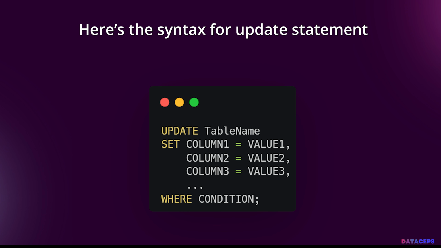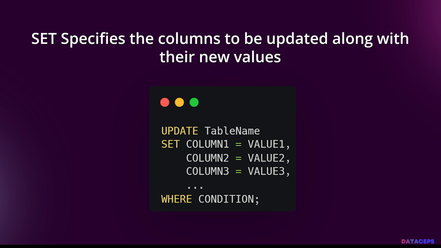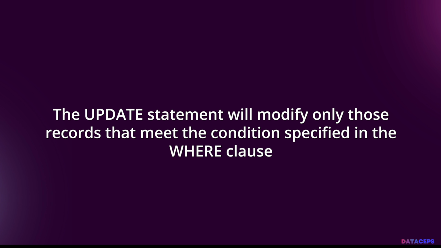Here's the syntax for the update statement. Table name is the name of the table where the data needs to be updated. Set specifies the columns to be updated along with their new values, and the where condition filters the records to be updated based on the specified condition. The update statement will modify only those records that meet the conditions specified in the where clause.